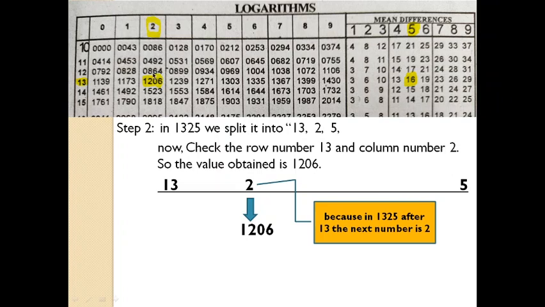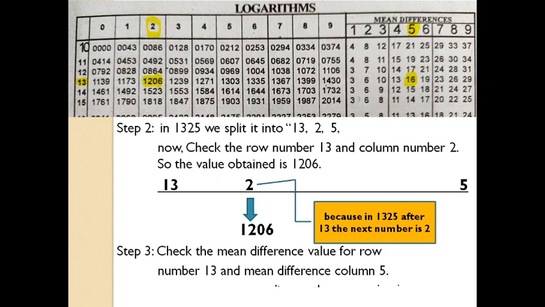Okay, now we got 1206. We have covered the first part and second part; the remaining part is 5. This 5 belongs to the mean difference category. See, here is a separate section in the table, mean difference. On the basis of this 13 row, you found 1206, and you also found that in mean difference the number is 5, so you selected 16.